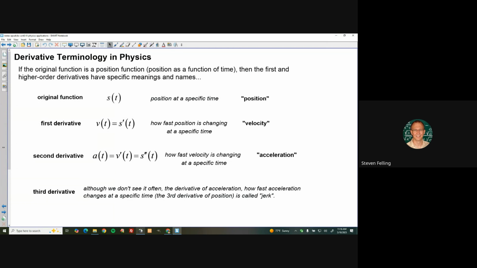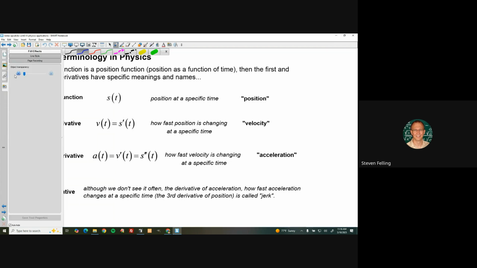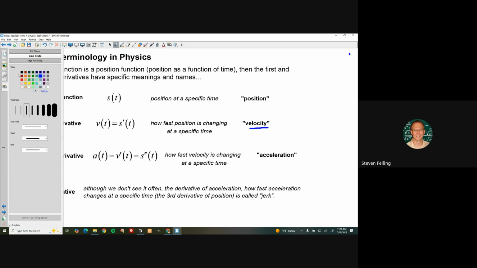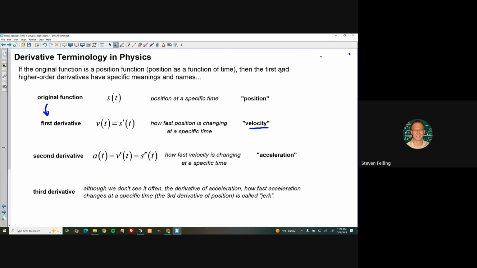If the original function is a position function, so we usually will use either x or s for the function name, and the independent variable is time in these cases. So if you have a function for position versus time, in other words, you plug in a time and it tells you the position of an object, and we're moving in just one direction here, right? If you take the derivative of that function, the result is called velocity. And the symbol specifically for that is v. So you should use v always for the velocity.